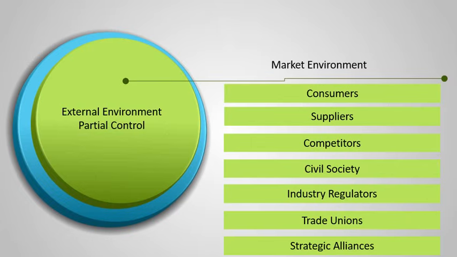We then move on to the market environment. Remember, this is the environment that you're constantly engaging with, right? So it's not inside the business, it's outside, hence the external environment. So you only have some control or a little control in convincing the people or the organizations in this environment. So it's made up of your consumers, your customers, your suppliers, your competitors, civil society, industry regulators, trade unions, and strategic alliances. So those all make up the components of the market environment.